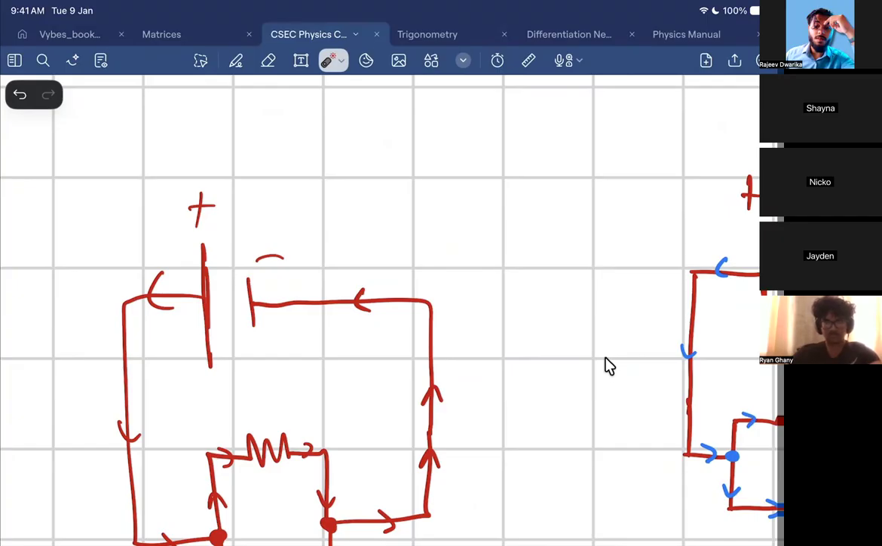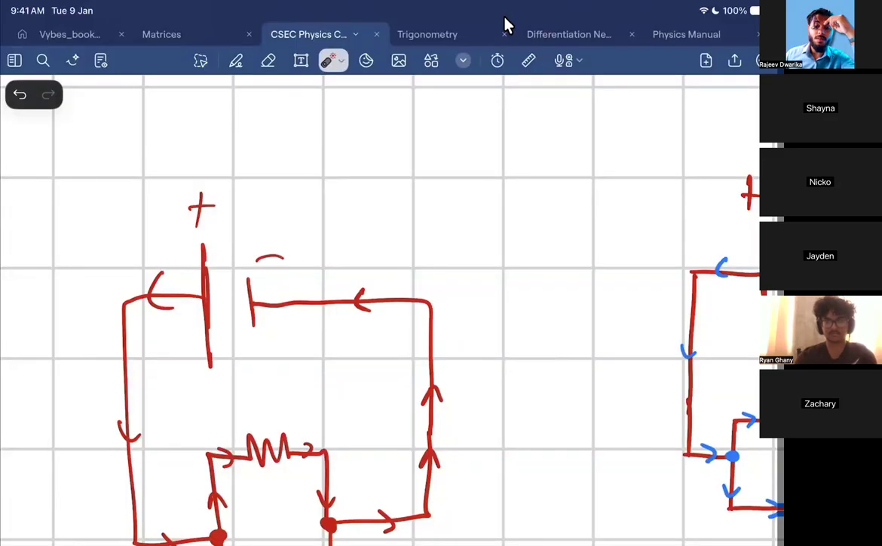Two. So, what voltage really is? Voltage is actually the potential difference between 2 points. That's what it is. That's why for a battery you need two poles.